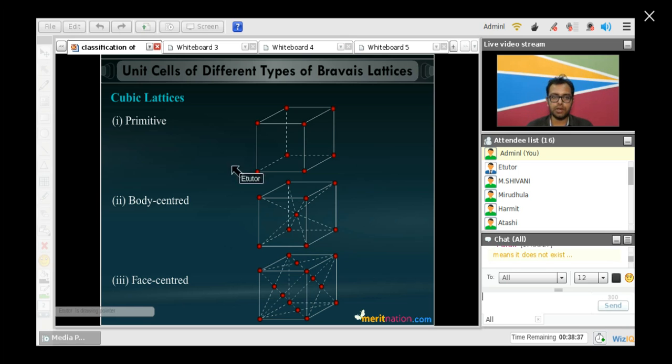Yes, so it does not exist. End-centered in a cubic lattice does not exist. So these are the only 3 possible lattices in the case of the cubic cell. Is it clear?